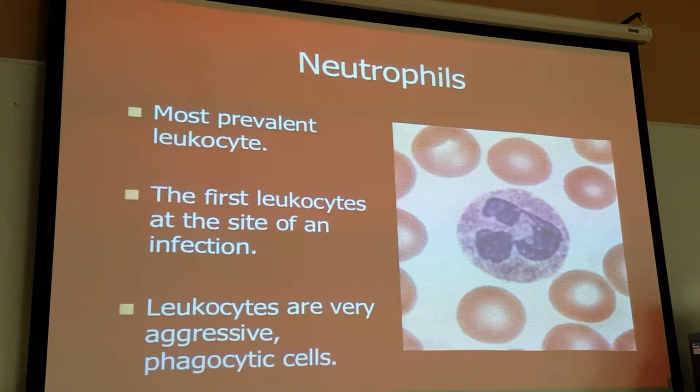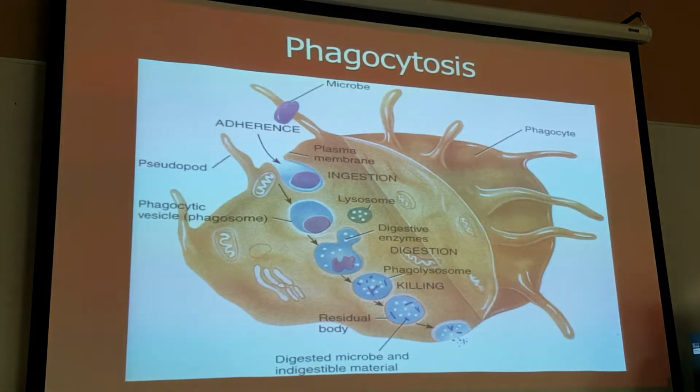Chemicals released by damaged cells. Okay? Very aggressive phagocytic cells. And you can just see those little granules of potent chemicals in there. Okay? And so when they phagocytize a foreign invader, these little granules that contain digestive enzymes are released.